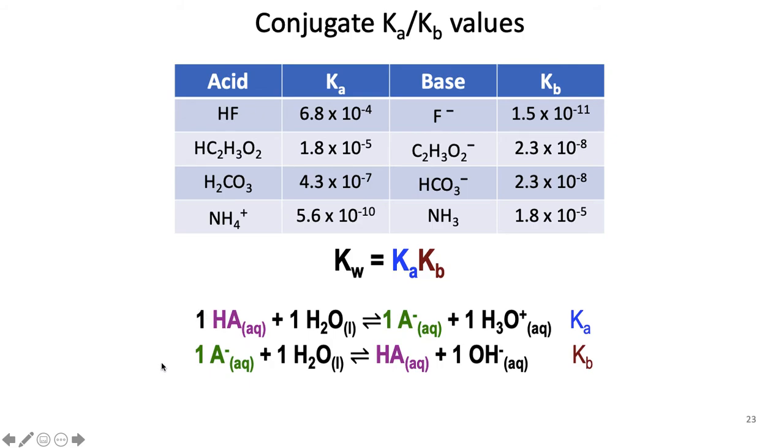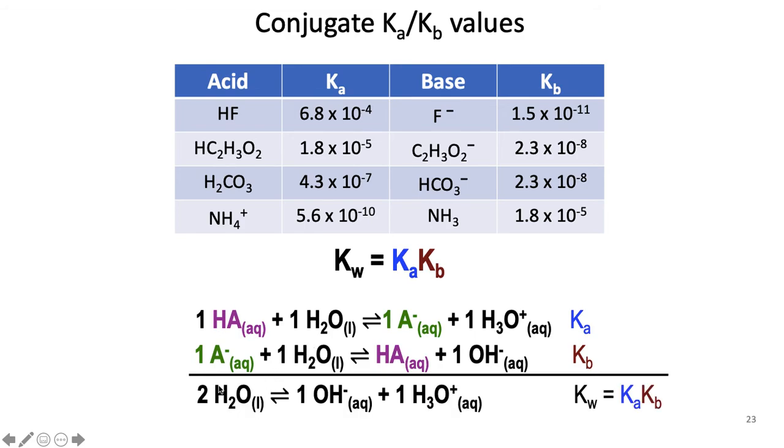Now what happens when I add these two equations together? I will cancel out any species that appears both on the reactant and on the product side at exactly the same. HA appears the same here and here, so this can cancel out. A minus appears the same here as it does here, so I can cancel these out. And what do I have left? I have 2 molecules of water, so 2 H2O liquid, giving me one H3O plus and one OH minus right here.